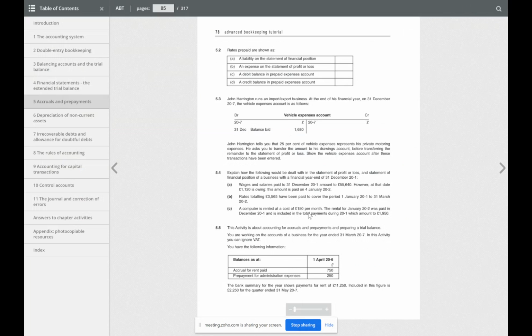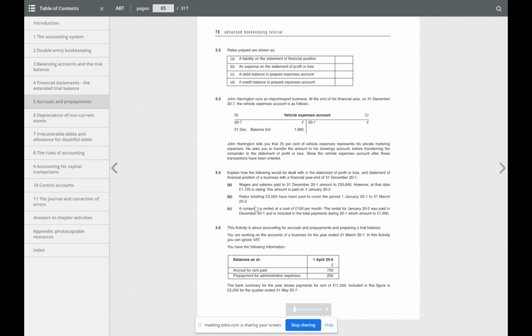If we look on 31st December 2011, this 150 is prepayment, right? So in the statement of profit or loss, we should deduct this, because this is related to the next year. 150 we will deduct from 1950. 1800. 1800 will show in statement of P&L, and in the financial position will show 150 as asset, like prepayment.